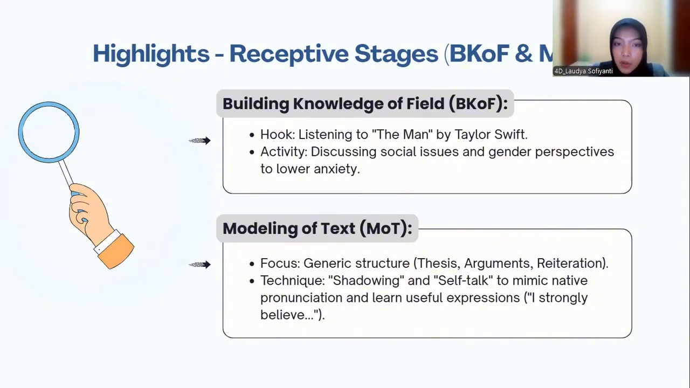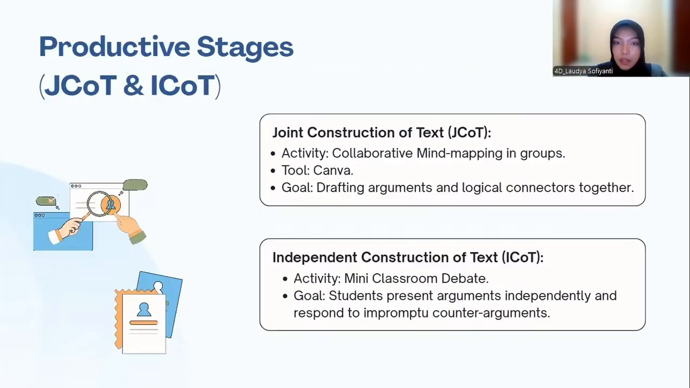The second stage is the modeling of text. Here, explicit instruction takes place. I introduce the generic structure of the text, the thesis, the argument, and the reiteration. To build oral fluency, I implement the shadowing technique, where students actively listen and mimic native intonation. We also focus on expanding their vocabulary with essential opinion expressions such as from a perspective or I strongly contend that.